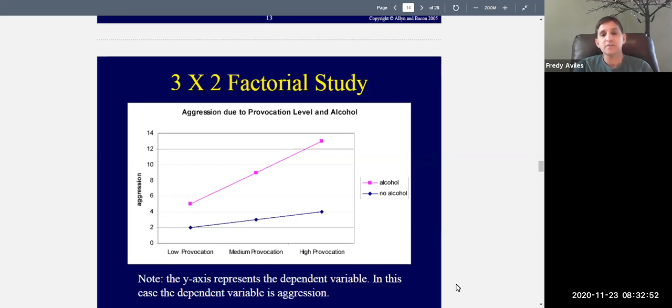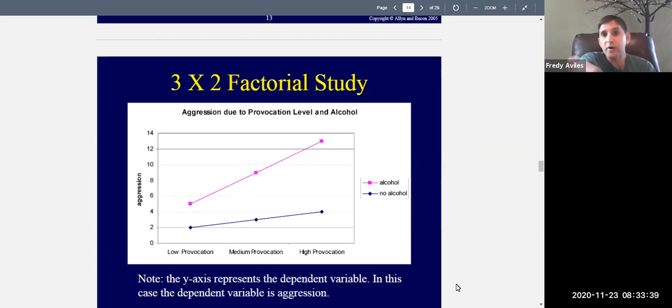Now we have to ask ourselves, is there a main effect of provocation? Remember, that's the second independent variable. Is there a main effect of provocation? Let's look at low, medium, and high provocation as we go from left to right, right? What we have to ask there is we have to look at the lines, right? Are they sloped or are they horizontal, right? Are they sloped at an angle or are they flat? Flat means they're horizontal. You can see both of them have a slope. One of them has a smaller slope. The blue line has a smaller slope than the pink line, okay? But they are sloped. That means that there's a main effect of provocation.